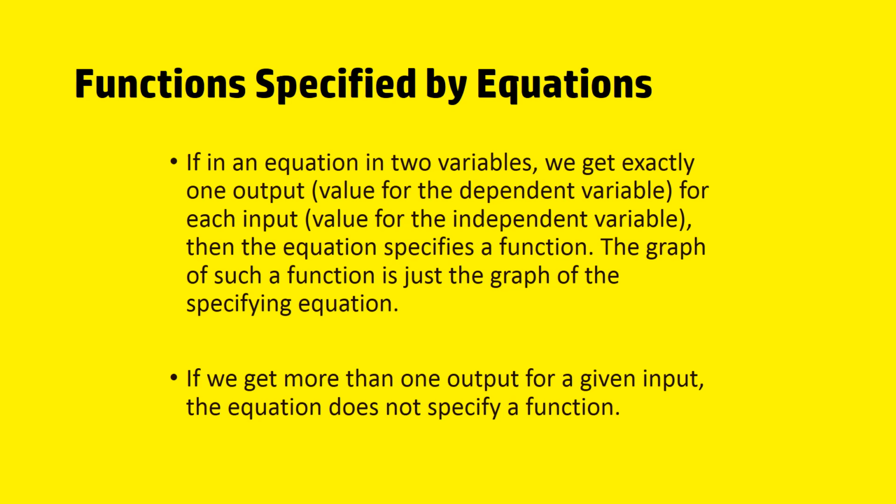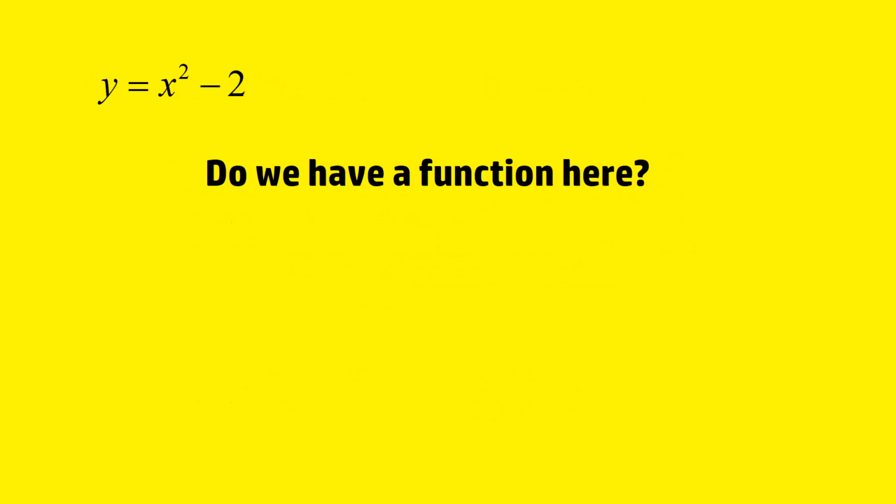Functions specified by equations. We're just going to take the x's and the y's and let them produce ordered pairs. The graph of such a function is just the graph of the specifying equation. One output for each input. If we get more than one output for a given input, we don't have a function.